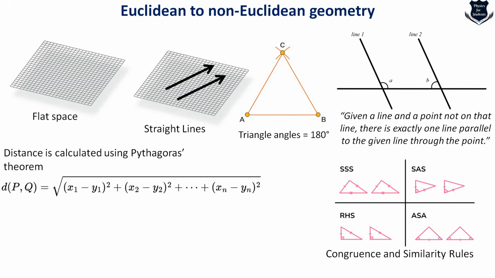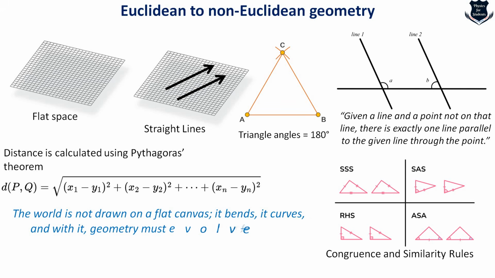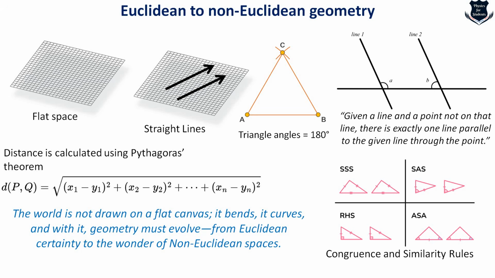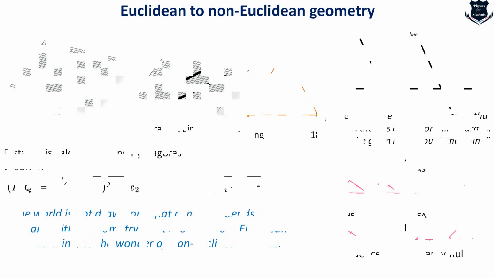But we have to remember one thing, that the world is not drawn on a flat canvas. Yes, it definitely bends, curves, twists, and makes a lot of tricky things, and the geometry must evolve with that. So in this part, we will understand from Euclidean certainty to the wonders of non-Euclidean spaces, how things move, what the concepts are, and how we can understand those concepts.